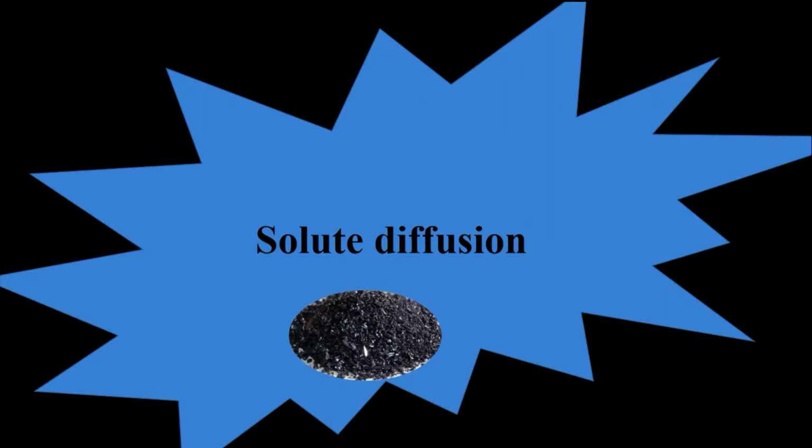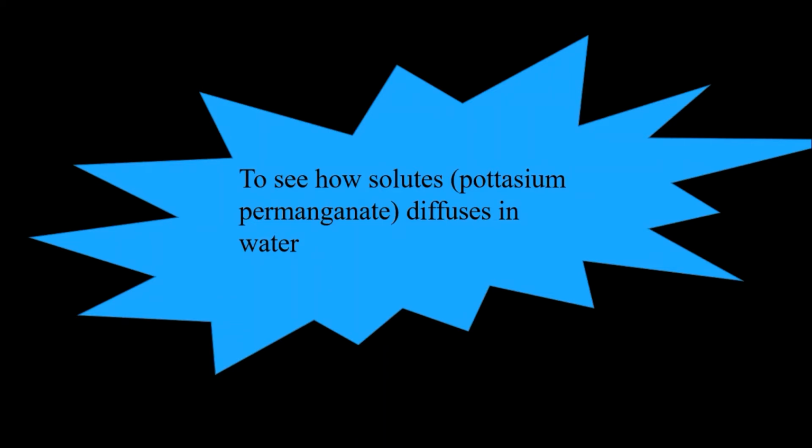What is it that we want to achieve by the end of this lesson? We want to see how solutes, for example, potassium permanganate, diffuse in water. Now, we defined three terminologies earlier on in the previous video. We defined what a solute is, we defined a solvent as well as a solution.